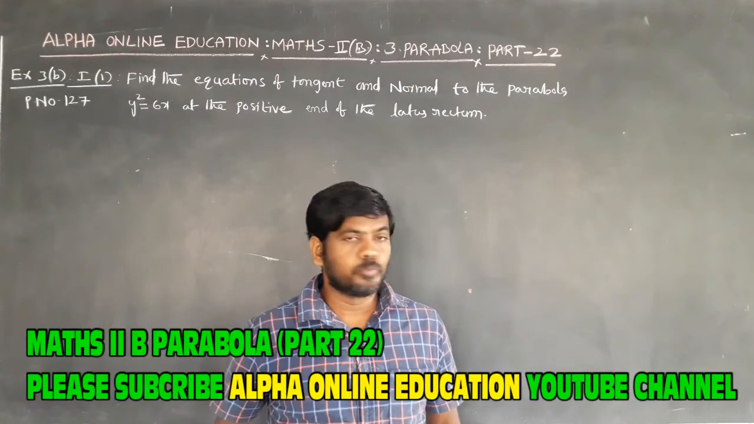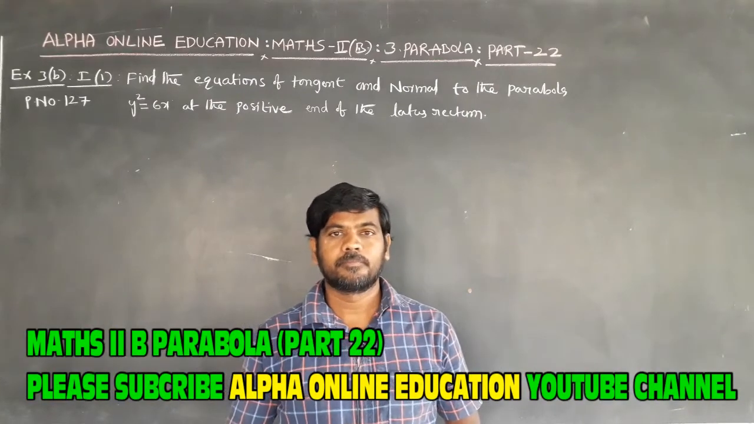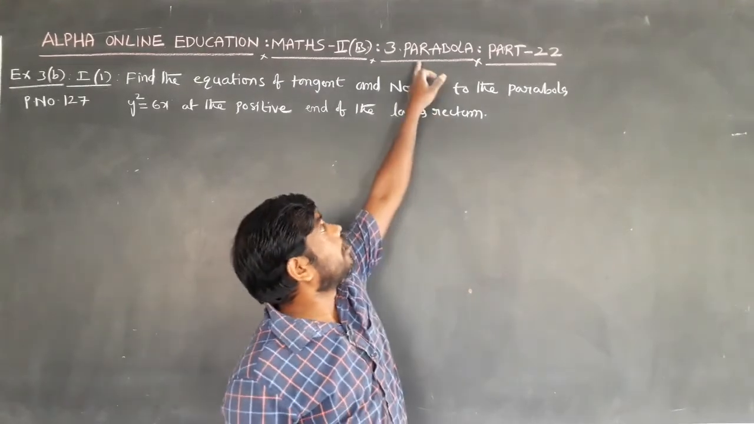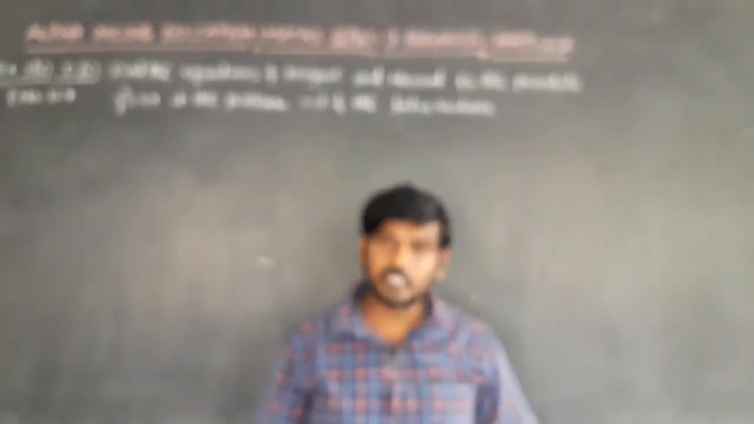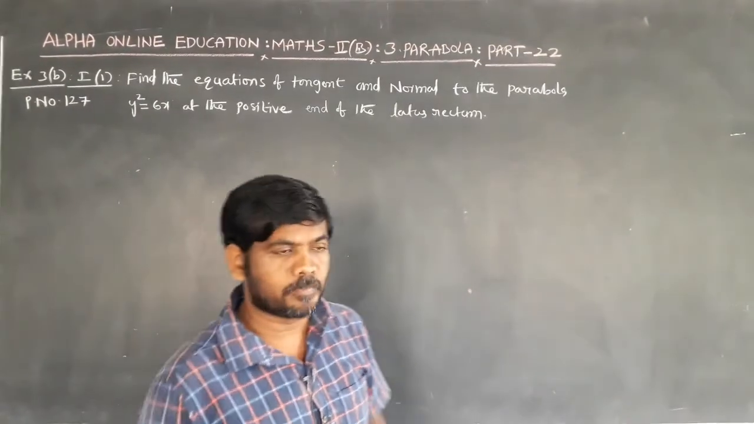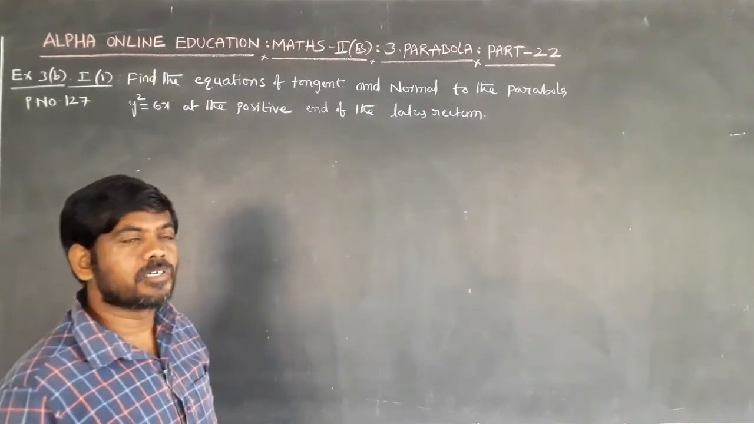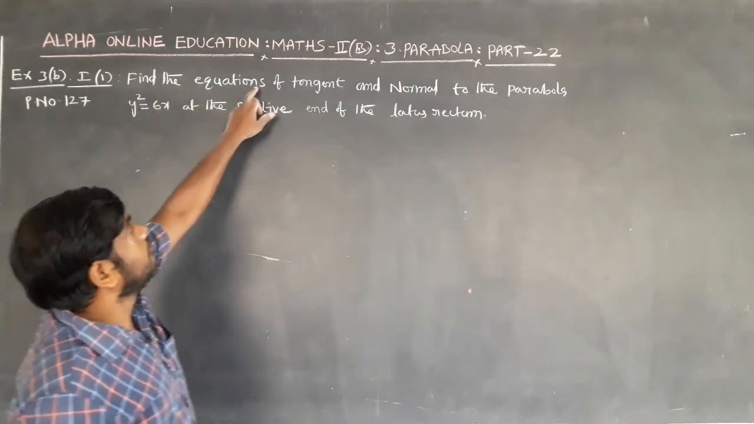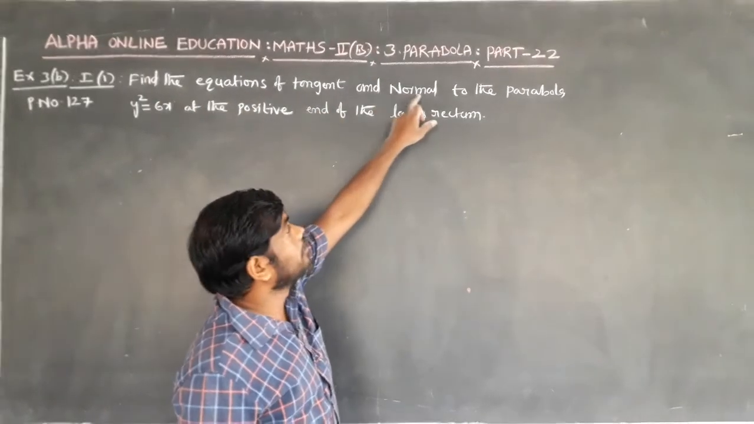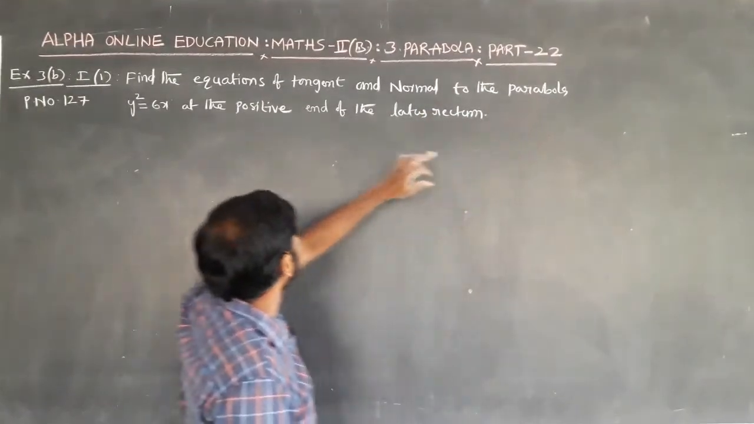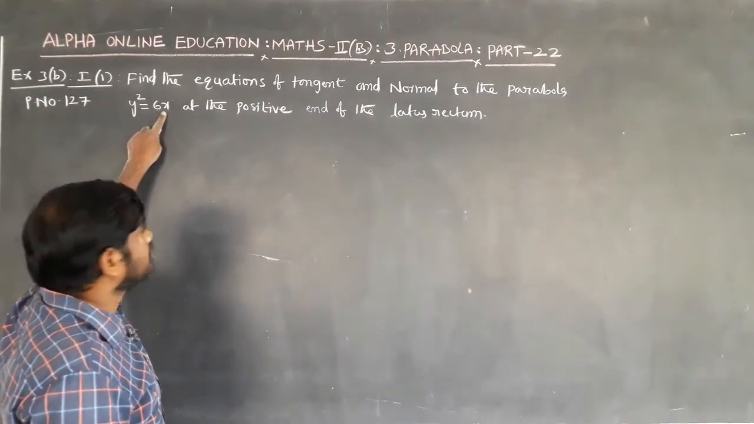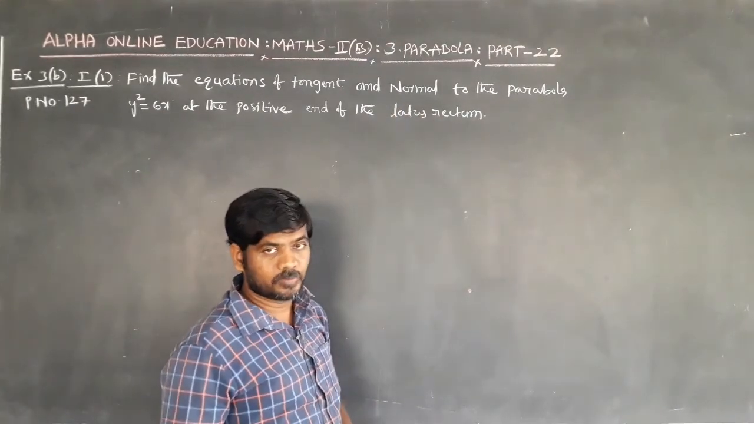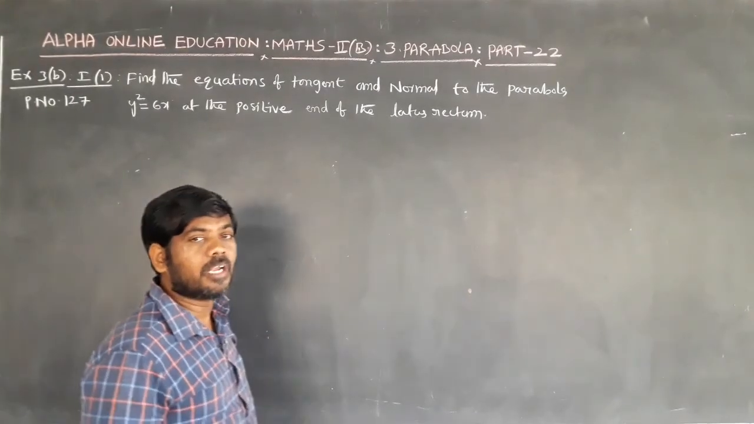We saw two most important problems. Mathematics 2B, third chapter, parabola, exercise 3B, first bit, first problem, page number 127 in the textbook. Most important problem: find the equations of the tangent and normal to the parabola y square is equal to 6x at the positive end of the latus rectum.